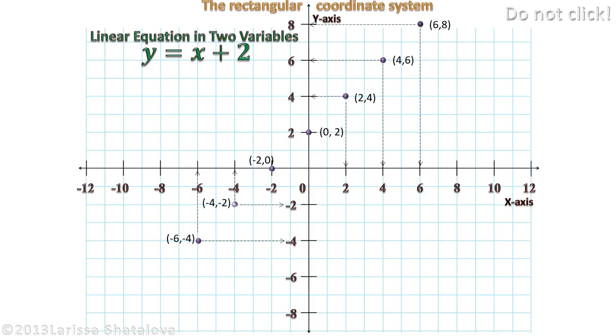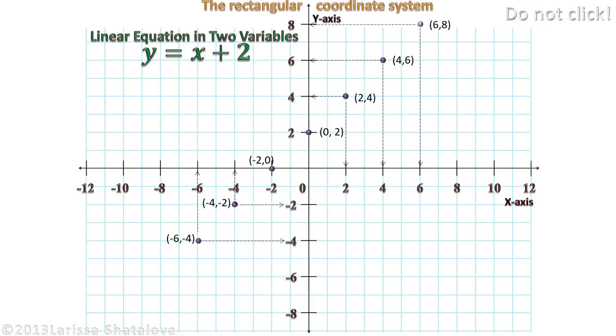As you see now, we can show the relation between the x coordinate and y coordinate for each point as y equals x plus 2, or y is 2 units greater than x for each and every point.